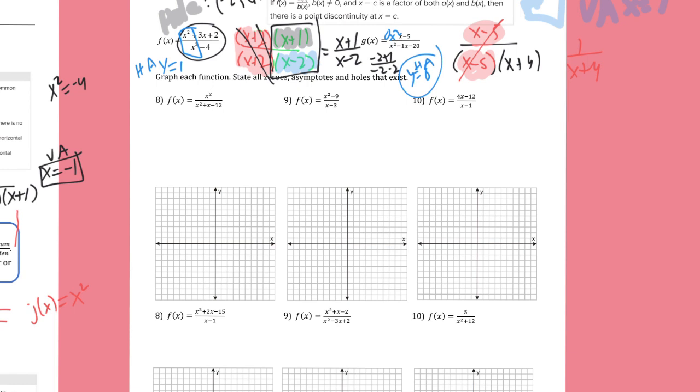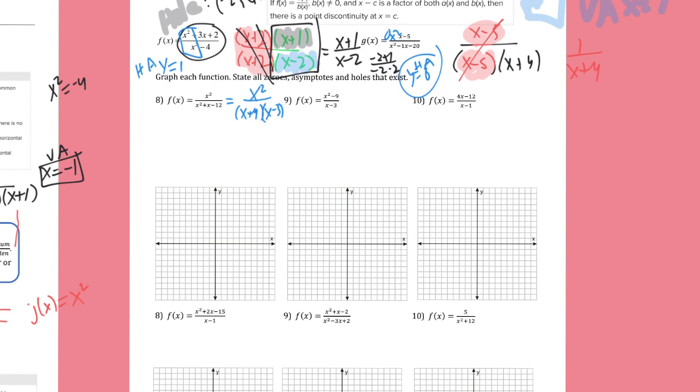All right, let's go ahead and do this. It says, let's state the zeros, the asymptotes, and the holes that exist. So I think the first thing would be, let's factor it. If we factor this little stinker, we get x squared on the numerator, and on the denominator, we get x plus 4 and x minus 3. And so let's look at the x-intercepts and the y-intercepts.